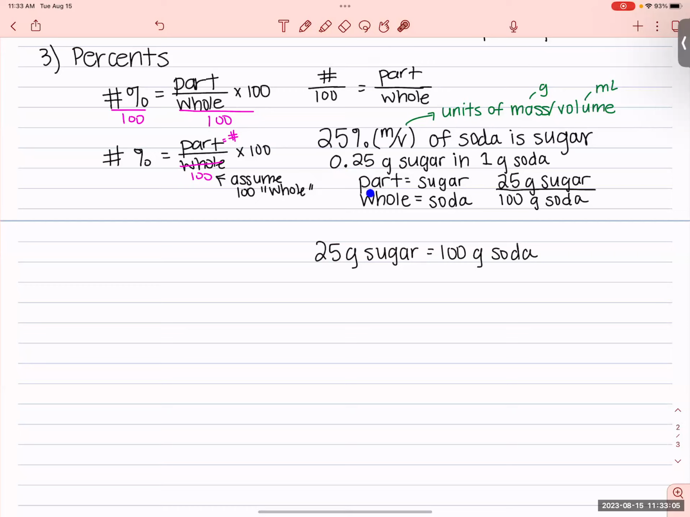I say, break down what is the part, what is the whole, write it out if you need to understand it. Then say, okay, well, the part is the sugar. What number goes with sugar? Well, the percent is always the number that goes with the part, because if we assume our whole here, the percent and the part are the same because the 100s cancel out. So the part and the percent wind up being the same number. So we have 25% is going to be 25 of sugar. Oops, and I put grams here and I meant to say milliliters. Ignore me today.